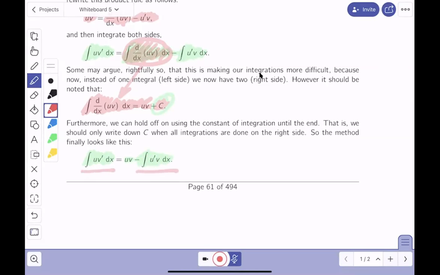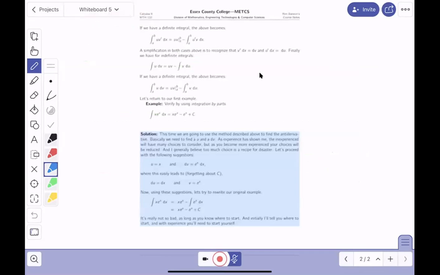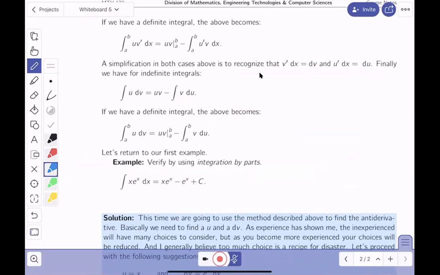Our hope is the integrations are going to get easier or stay the same. So we're hoping it gets easier or doesn't get more difficult. That's our hope. We're hoping that we take this thing here and we reduce it to an easier integration. Not always. Again, we're not saying you're at the stage yet where you can do this. The next page. All right, so these can be written down this way as well for the definite integral.